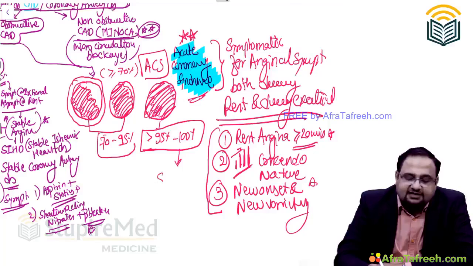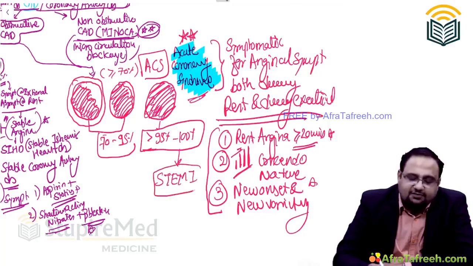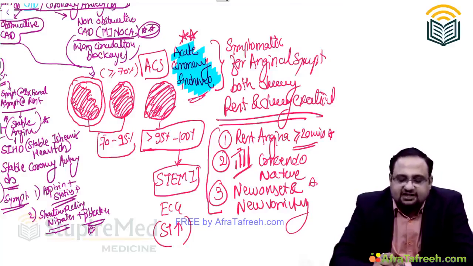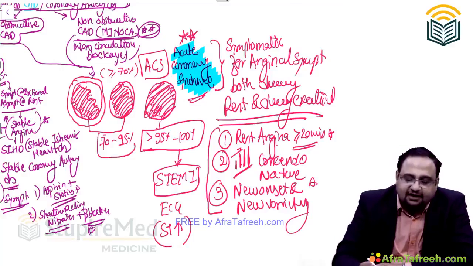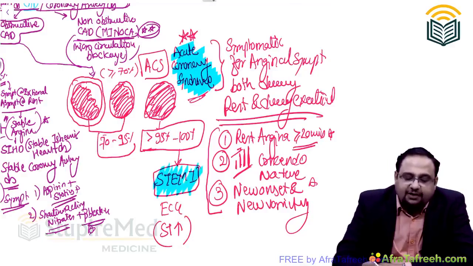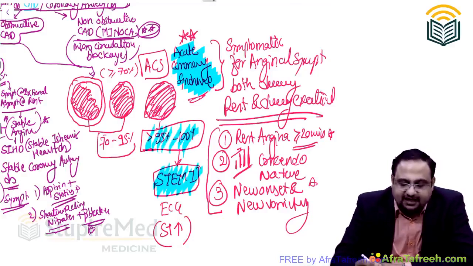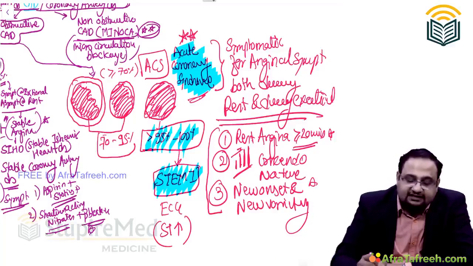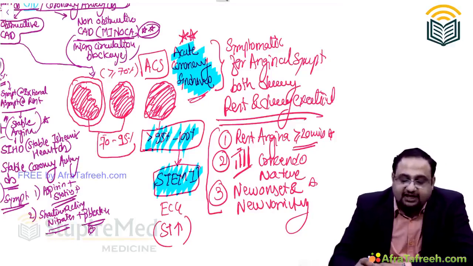So remember, if the blockage is between 95 to 100%, it is to be labeled as ST segment elevation myocardial infarction, because in the ECG you will get ST elevations. Why is it labeled so? Again I repeat, friends: any blockage of more than 95% to 100%, the ECG will surely show ST elevations.